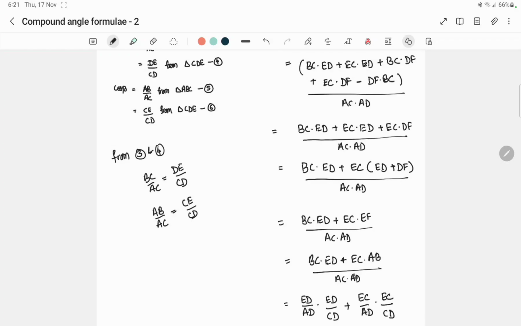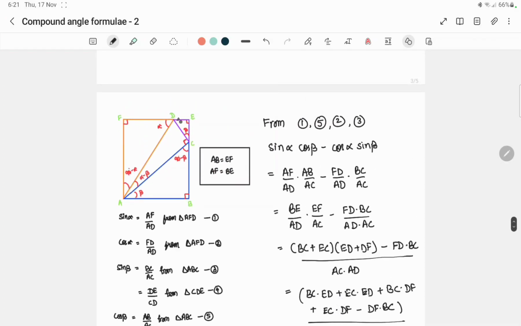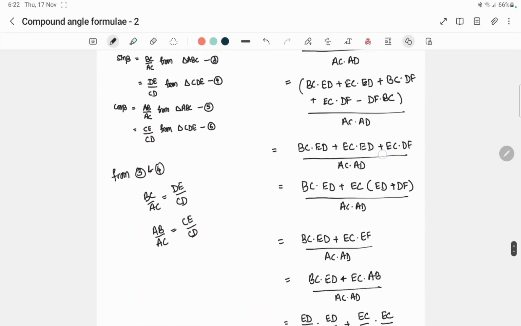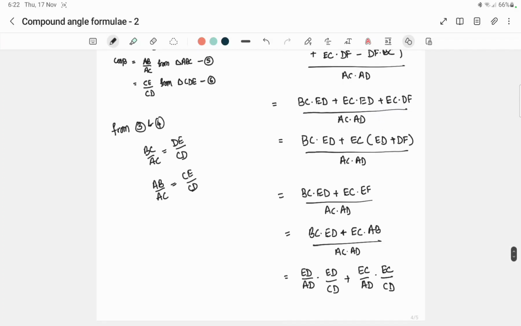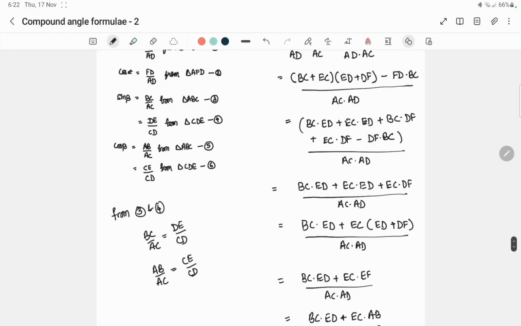Once I do that, I realize that I have some trigonometric ratios creeping in. See, BC by AC, AB by AC, here we have. The problem is ED plus EC. What is ED plus EC? Nothing. ED is here, EC is here. You can't add those terms, or at least meaningfully. So what I'm going to do is that I'm going to substitute these ratios corresponding to this triangle.